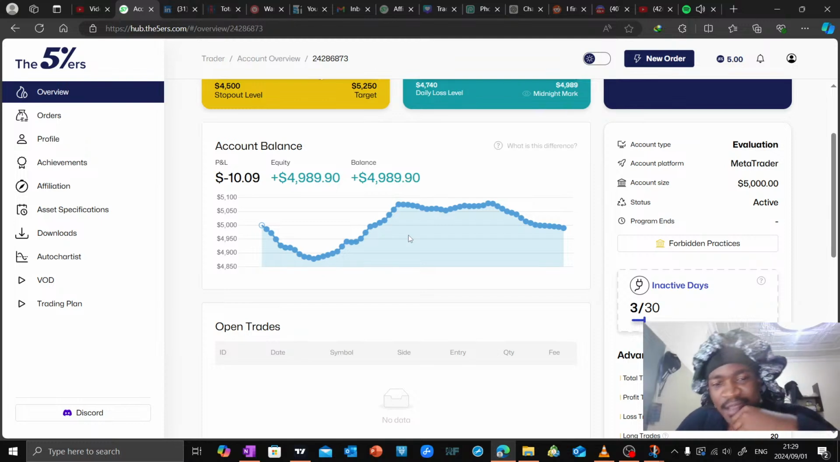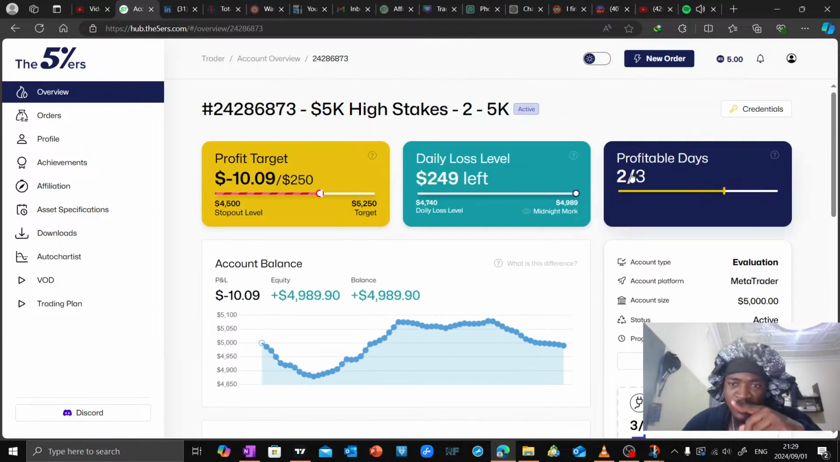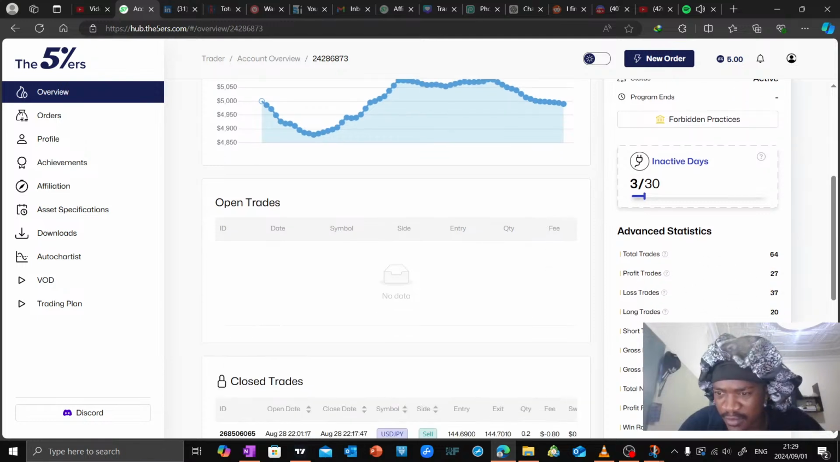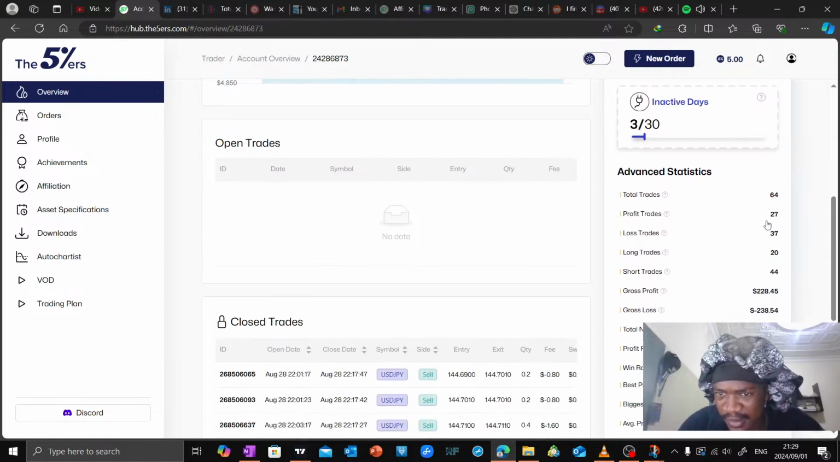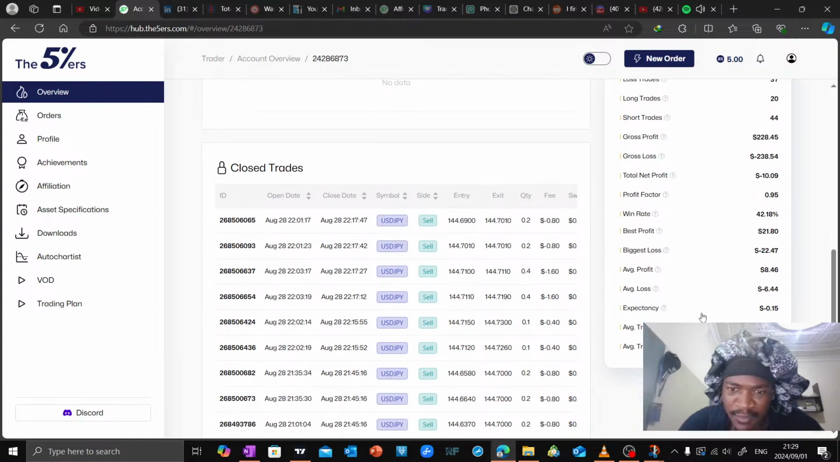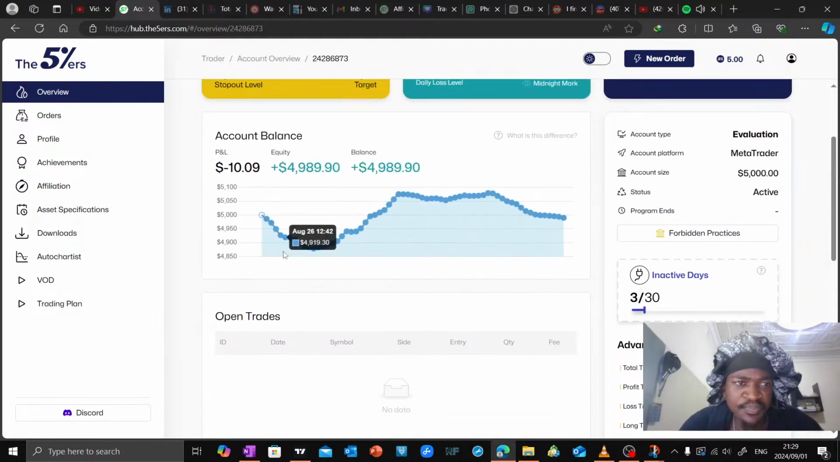This is my drawdown, and I made it back. It kind of went back, but it's okay, we'll get there. Trading days profitable is 2 out of 3, which I don't really like, but I think it's necessary so people don't get fluke chances. Our metrics so far: 64 trades, 27 profitable. The lost trades were a lot and my win rate is low, but we're going to flip that very soon.